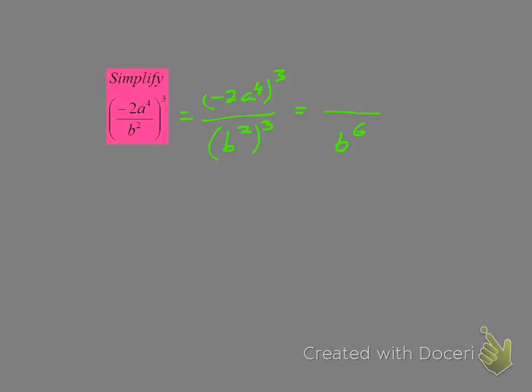When I cube the top, okay, now how many terms, how many monomials are in the top? How many things? There's 2. -2 and a to the 4th. Okay? There's 2 things. When you cube that top, each one of those needs to be cubed. Okay? So now we're going to set it up like this. -2 cubed, a to the 4th cubed.